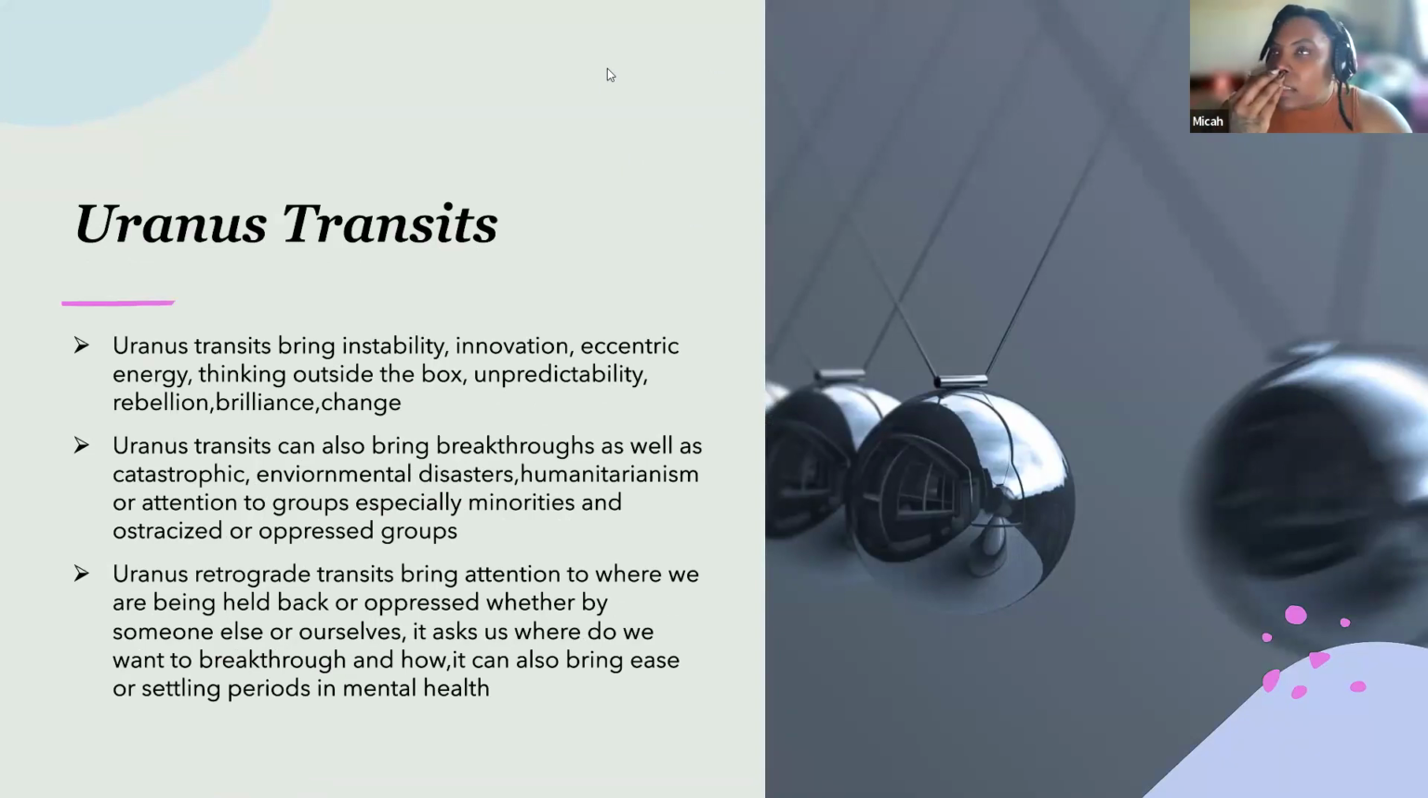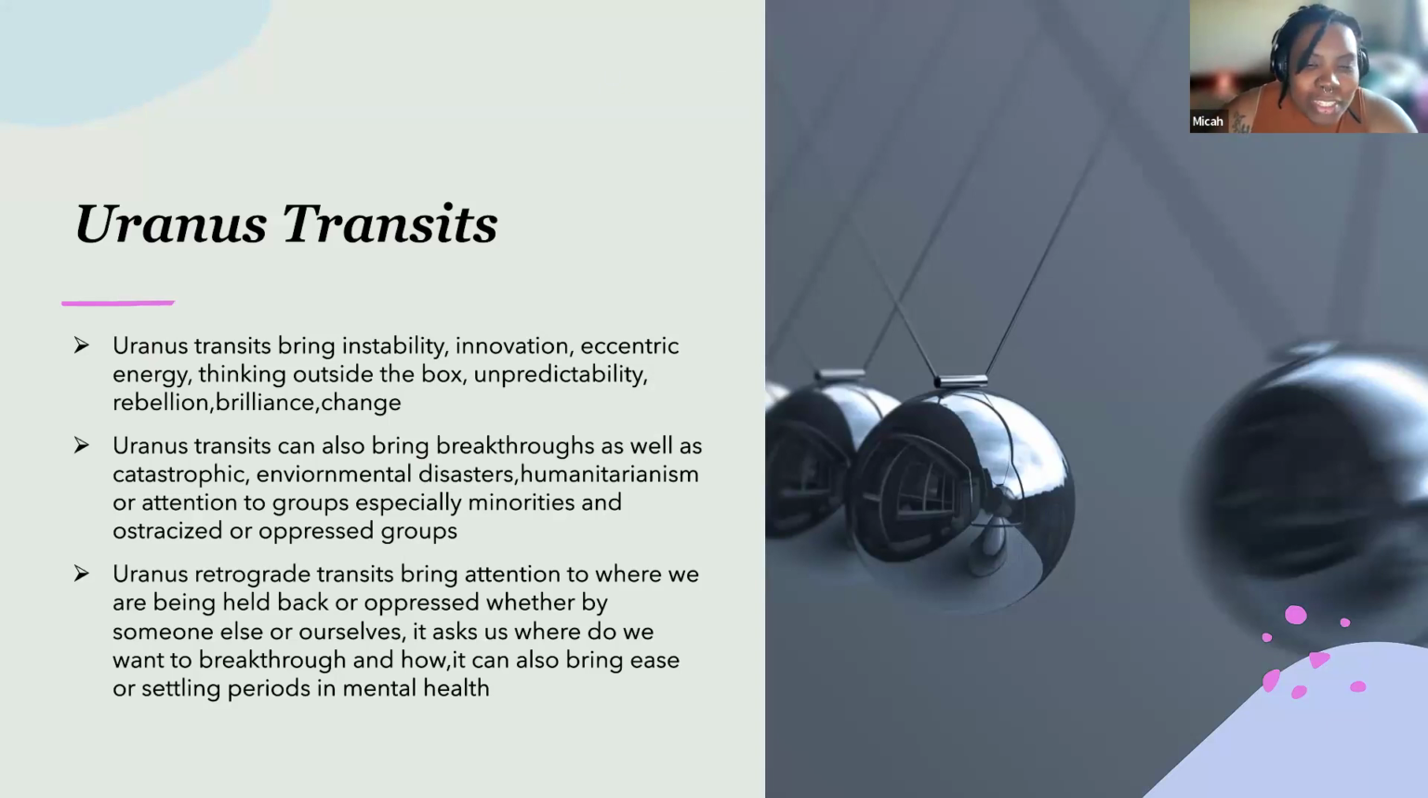Think about it like Leo is the king, Aquarius is the people. If the people rebel, then they're essentially overthrowing the government. So think of that in whatever way you like, whether it be the actual government or not. But that's the energy that it kind of brings.